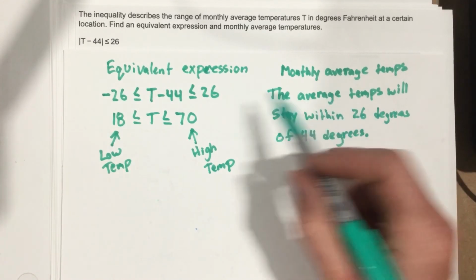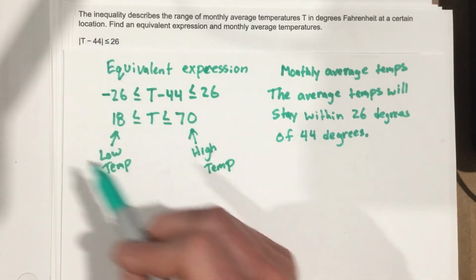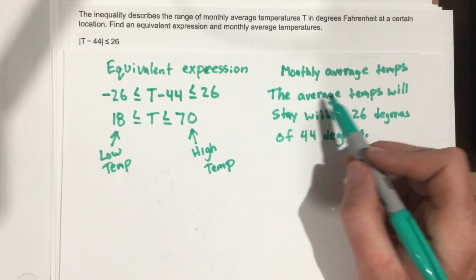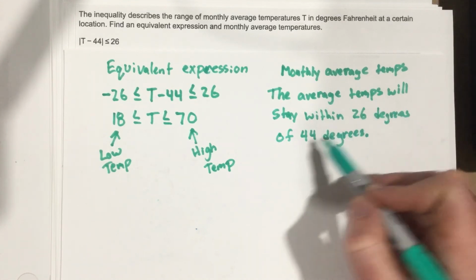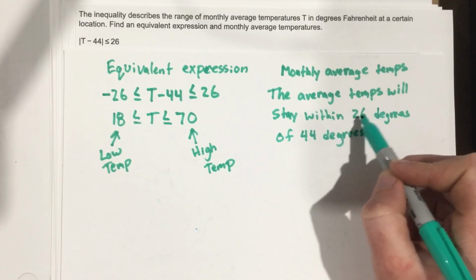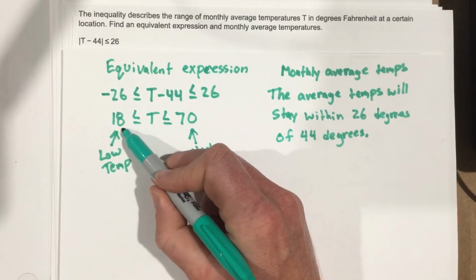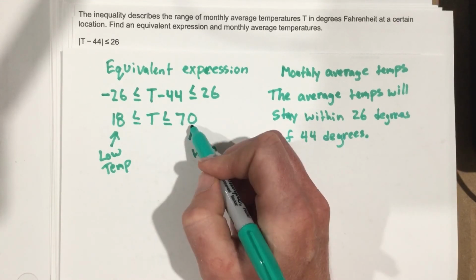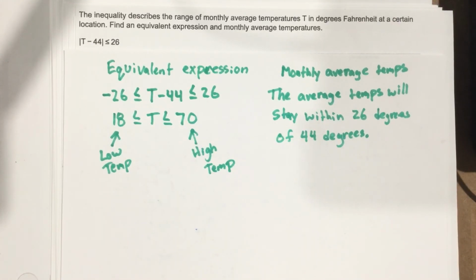But what this inequality is saying is the average temps will stay within 26 degrees of 44 degrees. And we know it's going to stay within 26 degrees because the lowest temperature recorded is 18 and the highest is 70. Hopefully that makes sense.